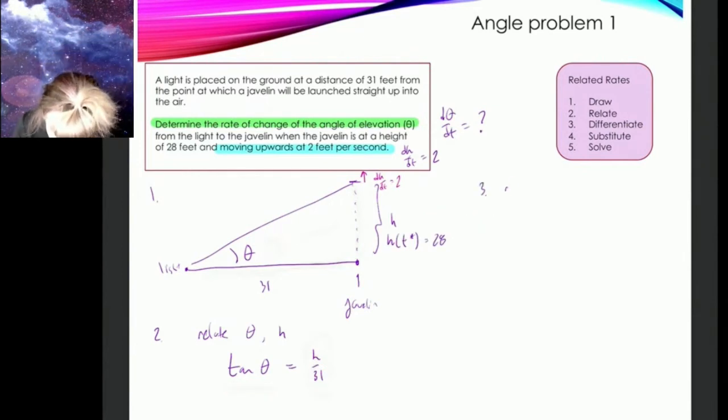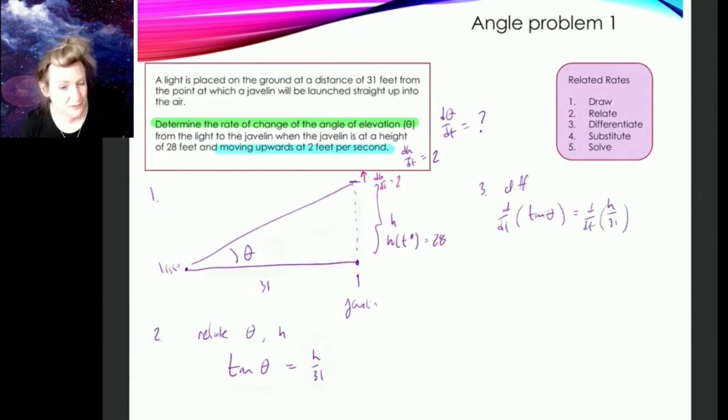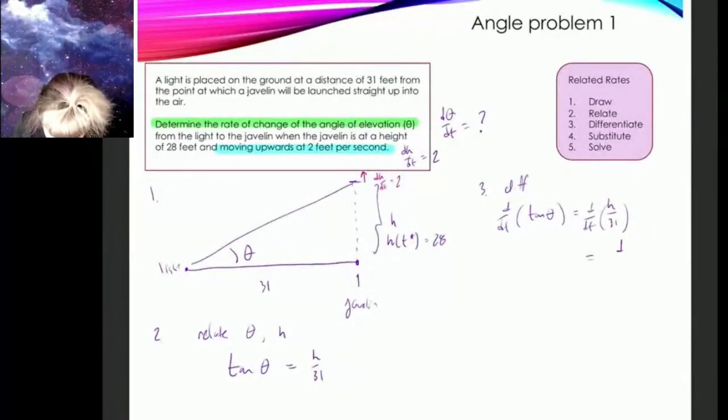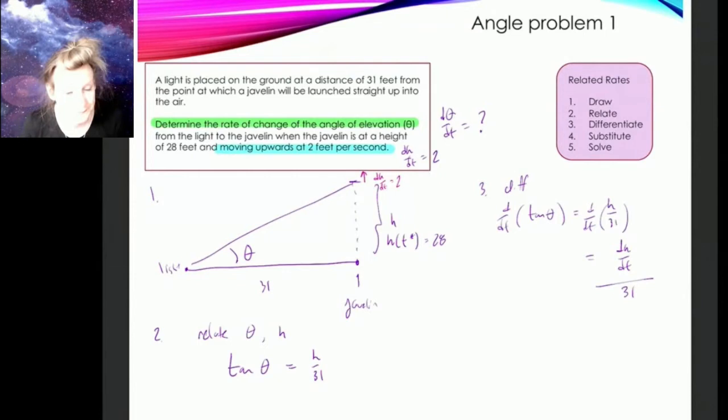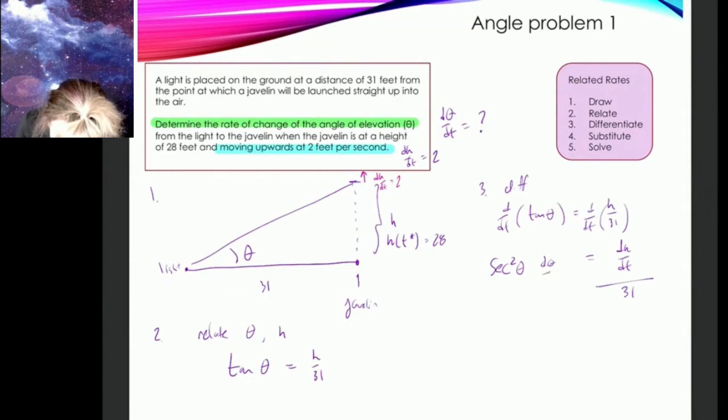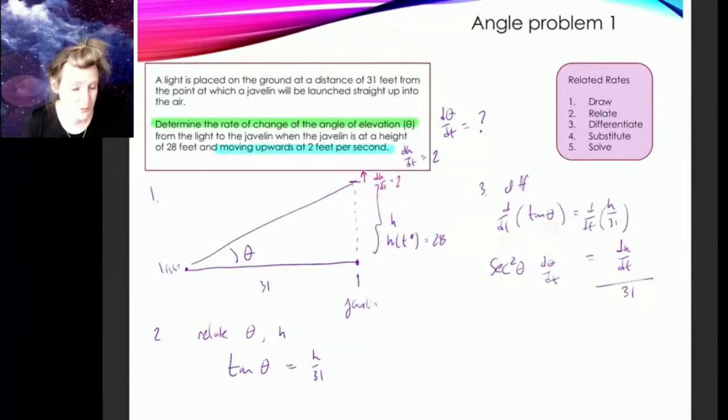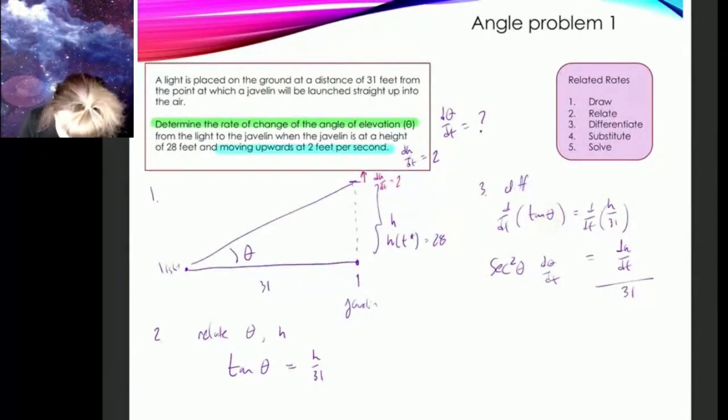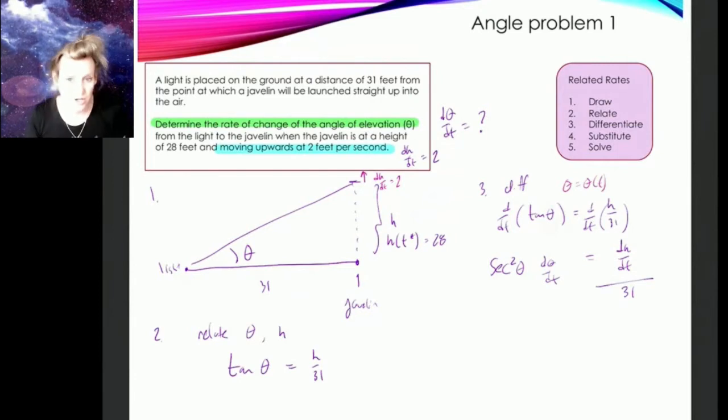Step 3, differentiate. Where are we going to start? We're going to start with tangent of theta equals h over 31, and we're going to apply the d/dt differential operator to both sides. The right-hand side's pretty simple. I just get dh dt over 31. The left-hand side, I've got to use the chain rule on it. The derivative of tangent is secant squared. And then I've got to chain out a d theta dt, because theta is a function of time. So I've got to chain out that multiplicative derivative on the left-hand side. Okay, so that was differentiate.